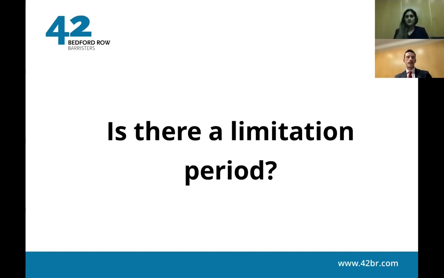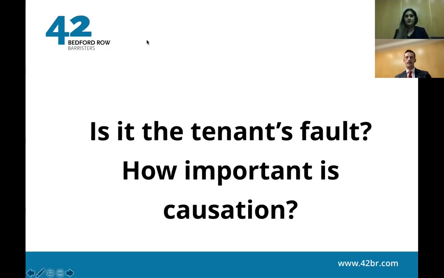So that covers the first 3 areas. I'm now going to hand over to Krishma, who will talk about causation and how to assess the value of the claim. Causation, and is it the tenant's fault?